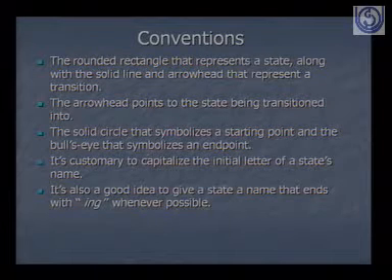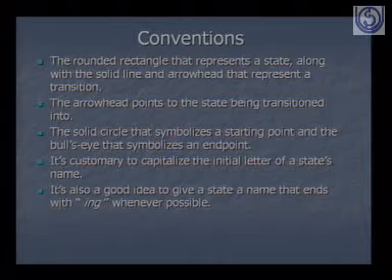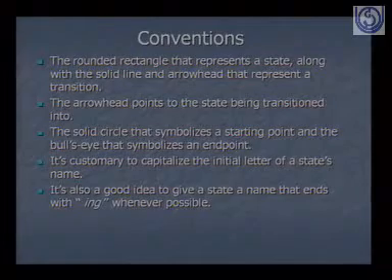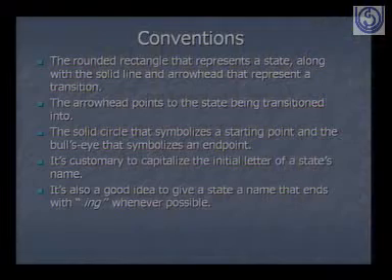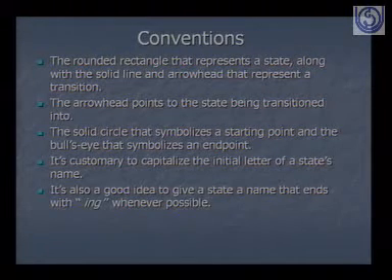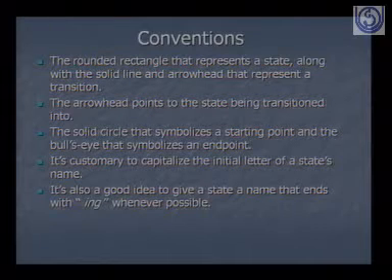So that represents a state. Along with it, a solid line and an arrowhead are meant for the transition part. There is a state, and after some event occurs, I have to shift to another state. That transition from the initial state to the next state, I have to represent using a solid line with an arrowhead. The arrowhead points to the state being transitioned into. So from this state to another state, the arrowhead should point to the next state.